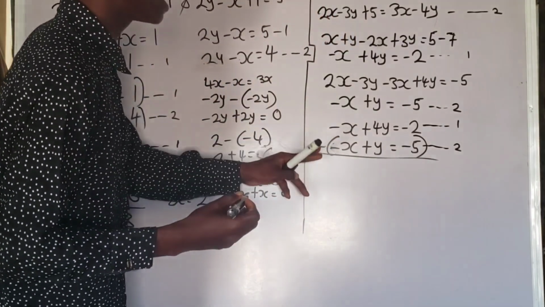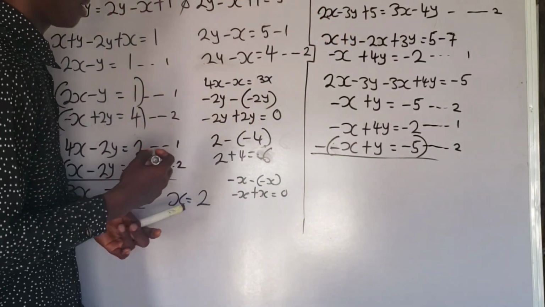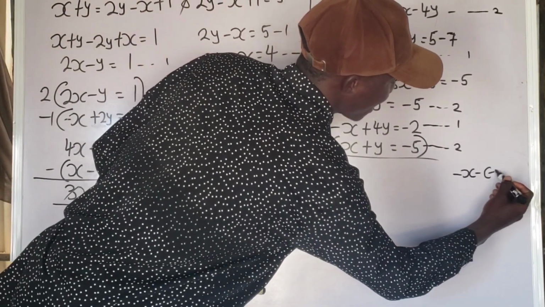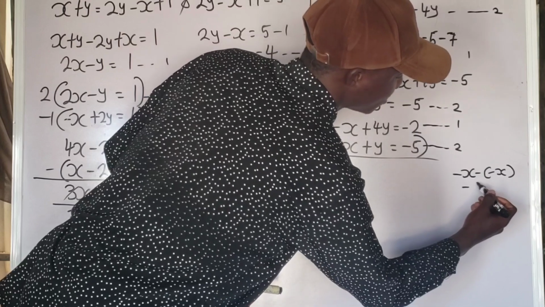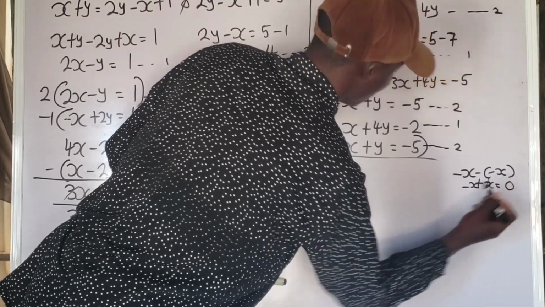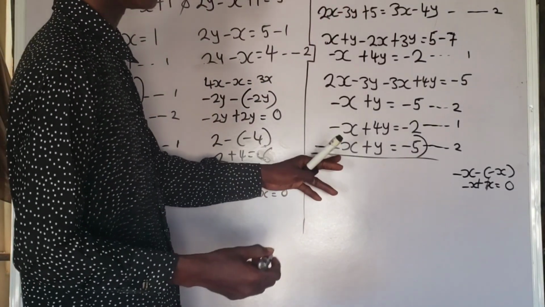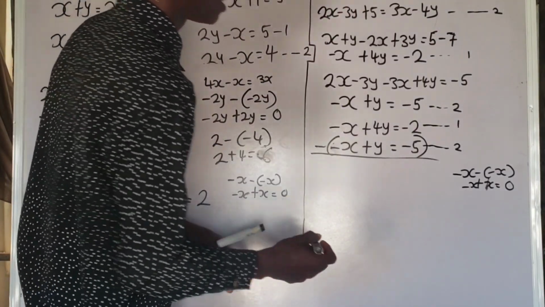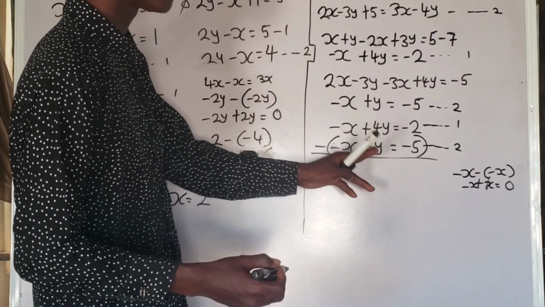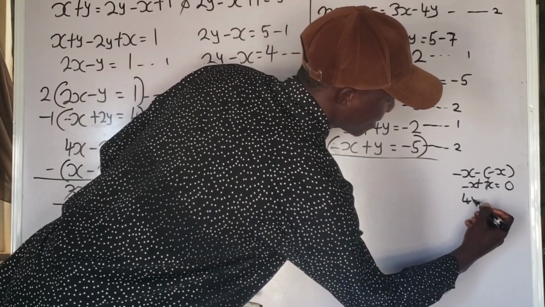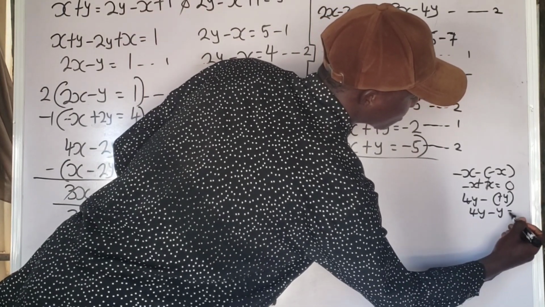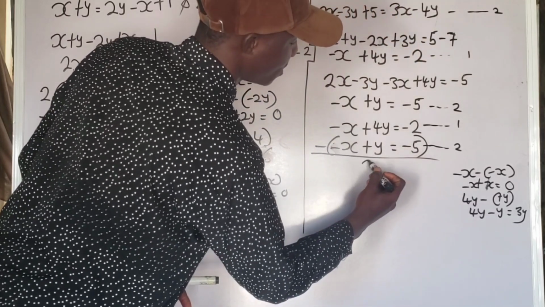Now, negative x, negative x. What's the answer? Minus x plus x. That will give us 0. You understand? So we've already eliminated x. Now, 4y minus y. That will be what? 3y. You understand? So this will be 3y.